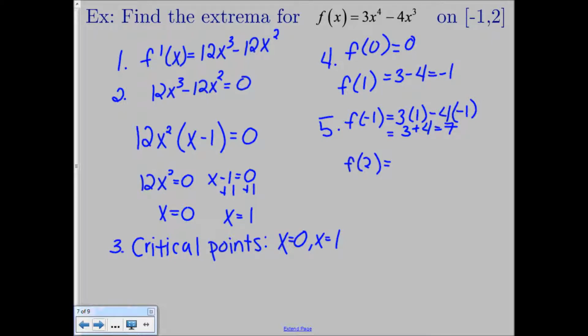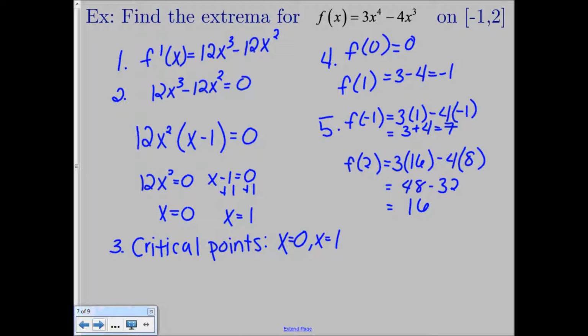And then when we plug in 2, we're going to get 3 times 2 to the fourth, which is 16, minus 4 times 2 cubed, which is 8. So we're going to get 48 minus 32, which is going to be equal to 16. So simple enough.